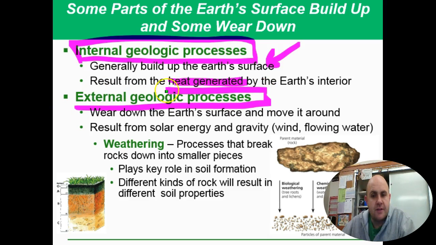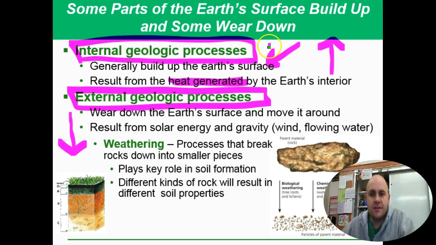External geological processes, these are the things that are happening on the outside, actually do the opposite. So this one actually builds things up on the surface, and then the stuff that's happening on the surface, wind, water, rain, erosion kind of stuff, is what is actually wearing down the surface of the Earth. So if this process ever stops, what it's going to do is eventually allow the surface to become smoother and smoother and smoother.